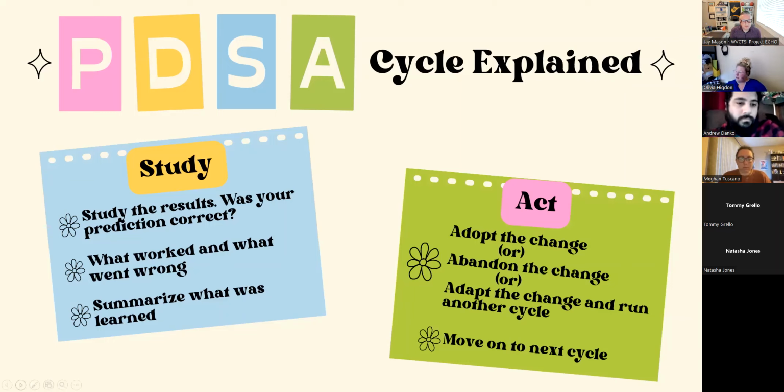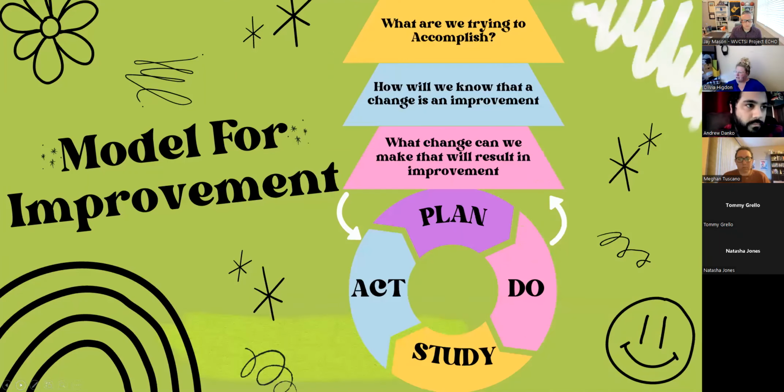And then act. And that's where you can either adopt the change, abandon the change, or adapt the change and run another cycle. And then you continue on doing that until you get those positive outcomes that you are wanting. And I'm going to hand it over to Sheena to go through the model for improvement and the remainder.